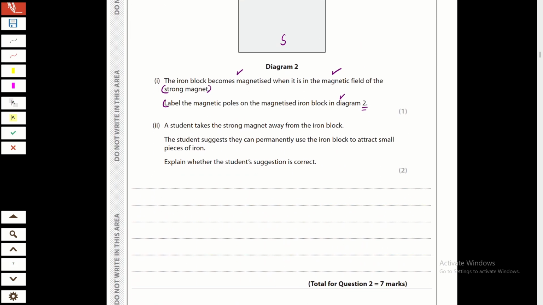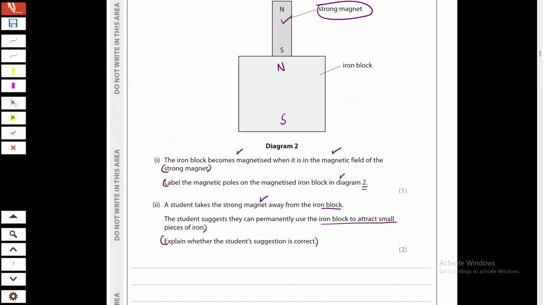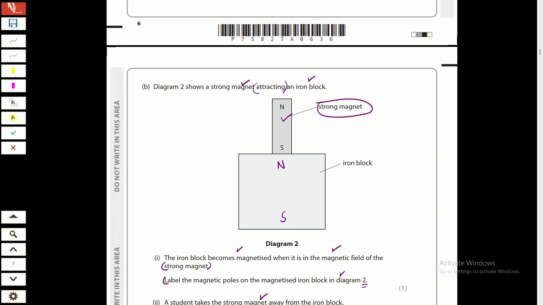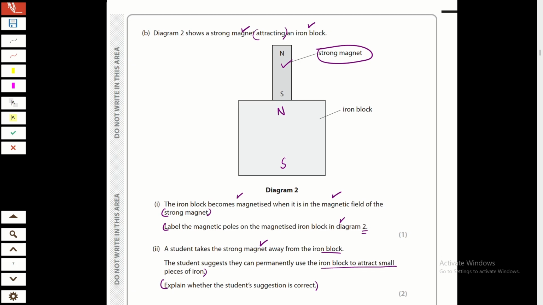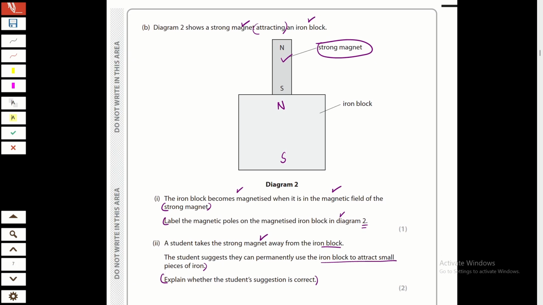Then B2. A student takes a strong magnet away from the iron block. The student suggests they can permanently use the iron block to attract small pieces of iron. Explain whether the student's suggestion is correct. The student's suggestion is wrong. Why? Because as soon as a strong magnet is removed from the iron block, the iron will actually lose its magnetism.